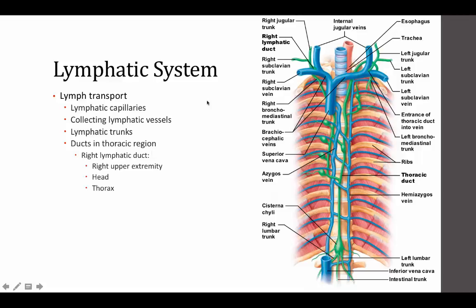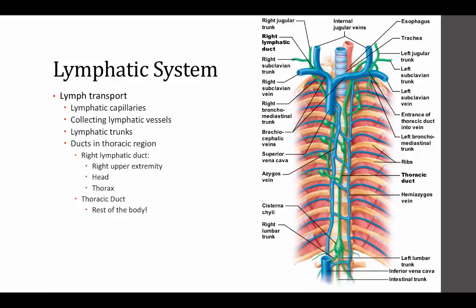So the right lymphatic duct, you can see it up here, leaders pointing at it. The right lymphatic duct collects from the right upper extremity, the head, and the thorax. And then we have the thoracic duct, so labeled over here. The thoracic duct collects lymph from the rest of the body.